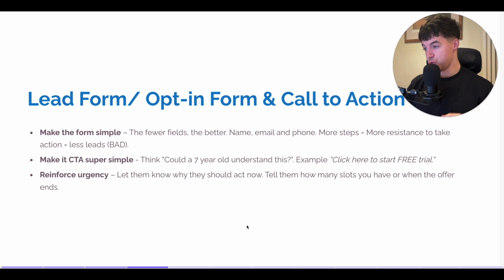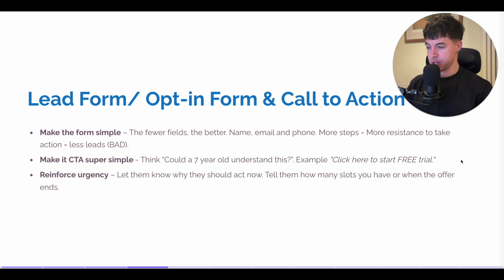And then again, make the call to action super simple. So think, could a 7-year-old understand this? An example would be click here to start free trial. So we're making it very clear for anyone that's reading it to understand. I mean, click here to start free trial. There's not really a lot to misunderstand about that. Don't use any fancy jargon here. Now's not the time for complicated tactics or techniques. Simple is key when it comes to your call to actions.